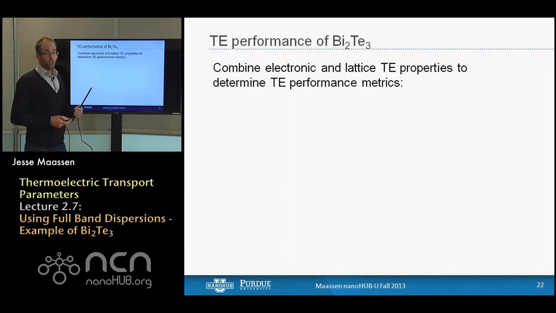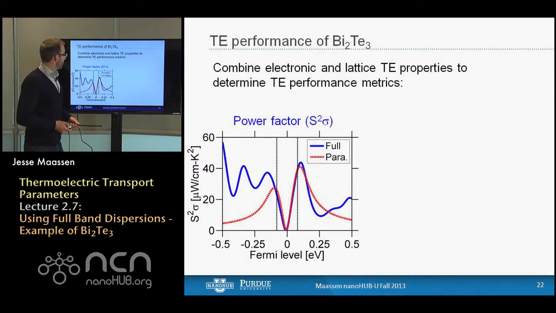Okay, so let's combine the electronic and lattice thermoelectric properties to determine the TE performance metrics for this material. The first thing we'll look at is power factor, which is the Seebeck coefficient squared times electrical conductivity. Here I show this as a function of Fermi level position. The blue line is the full numerical result, and we see that the power factor is maximum very close to the band edges, and in fact a little bit inside the bands. The band edges correspond to these vertical lines here. Another point is that there are lots of features here from the full calculation that aren't captured by this parabolic approximation that, remember, we fit from the modes of the bismuth telluride.